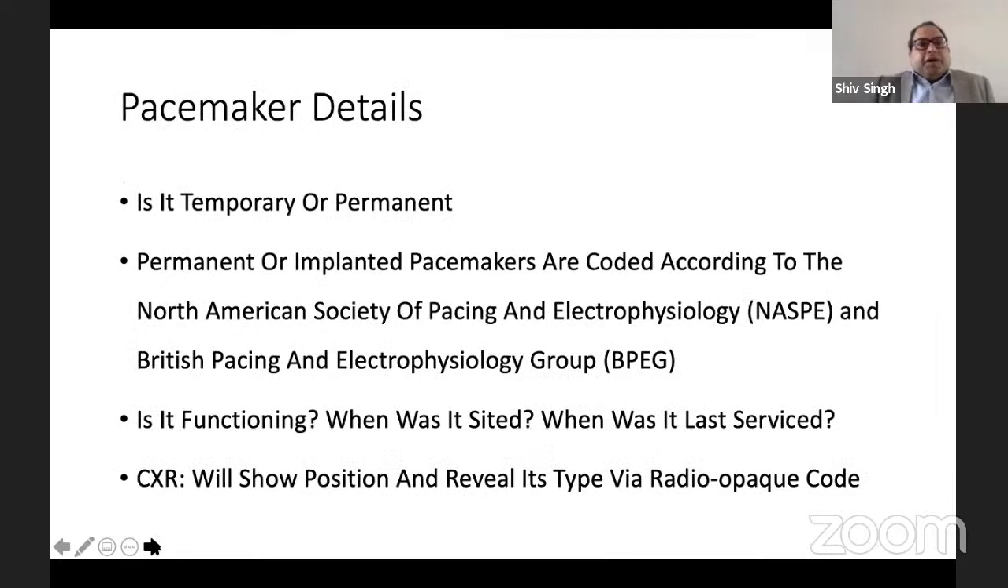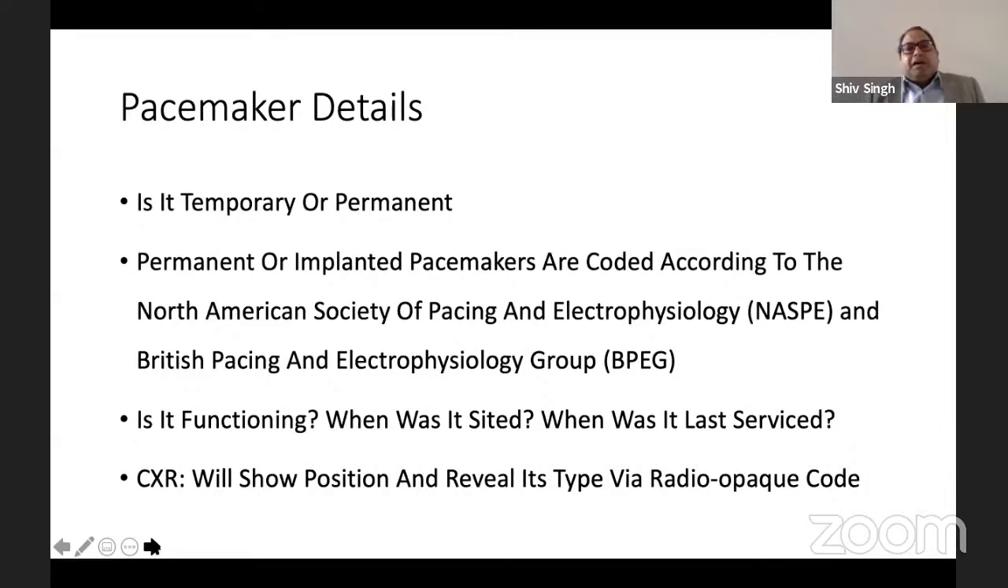So it's important to know what kind of pacemaker it is. Obviously, if the patient has a temporary pacemaker, you will see the unit outside, but this patient probably had a permanent pacemaker. And again, if it's a permanent pacemaker, does this patient have the card, which will tell us what kind of pacemaker it is.